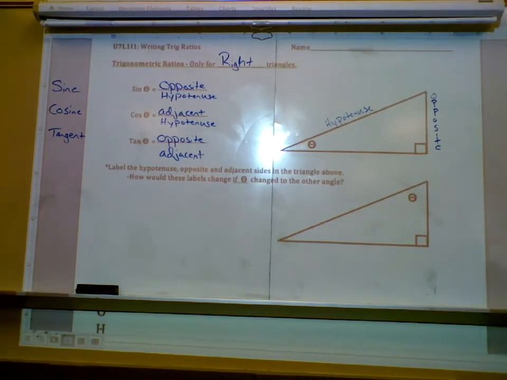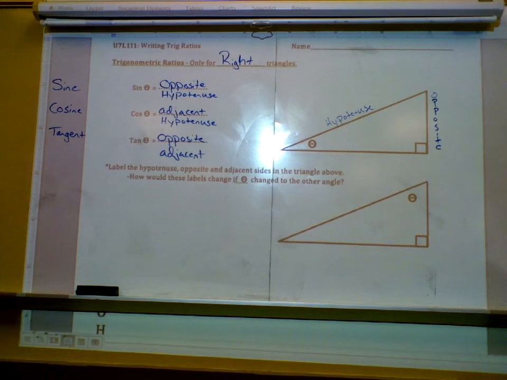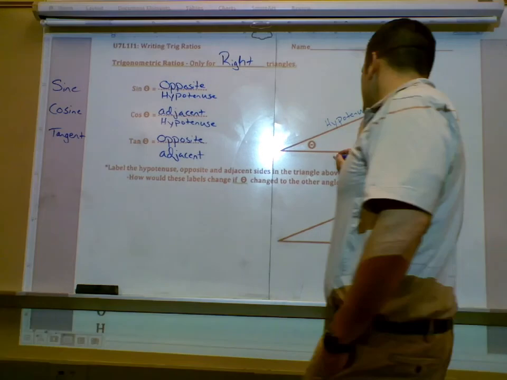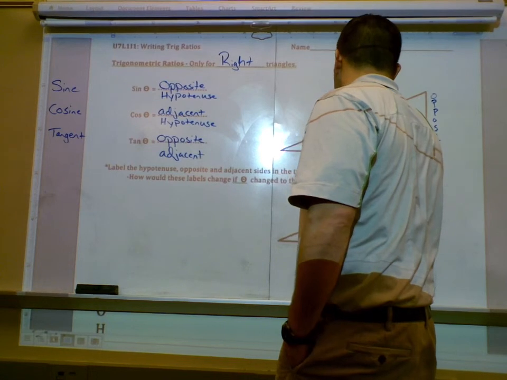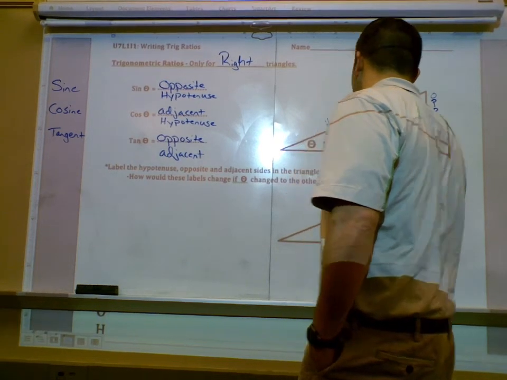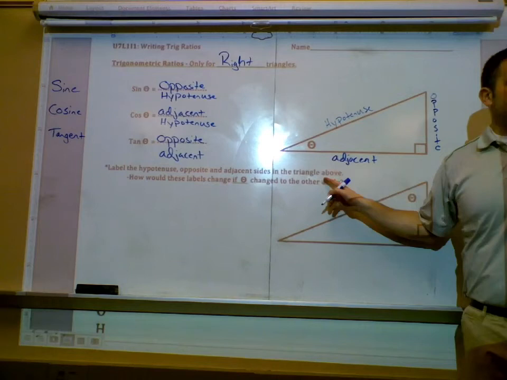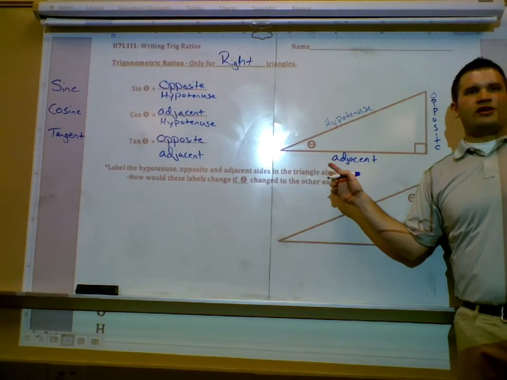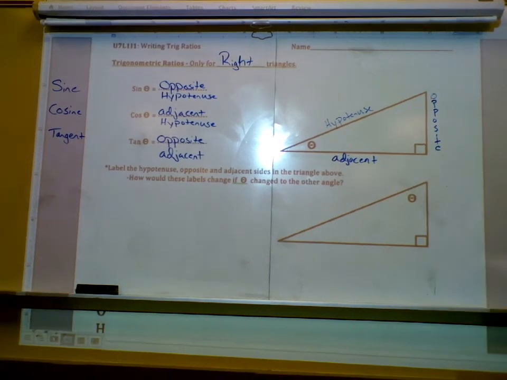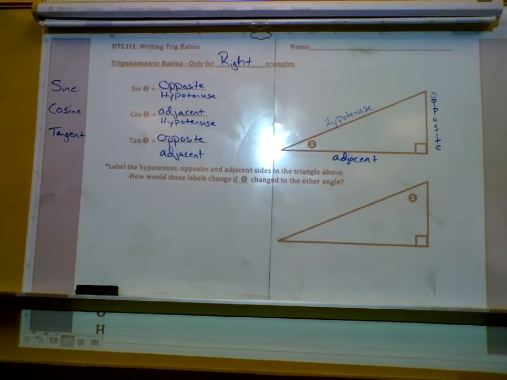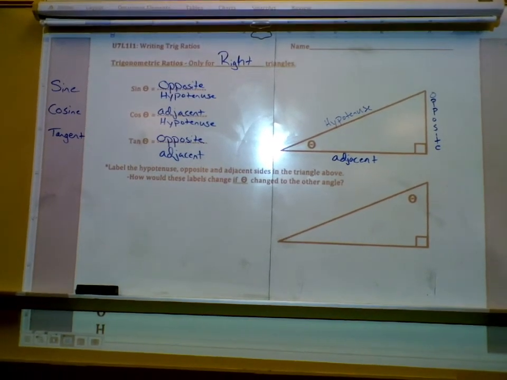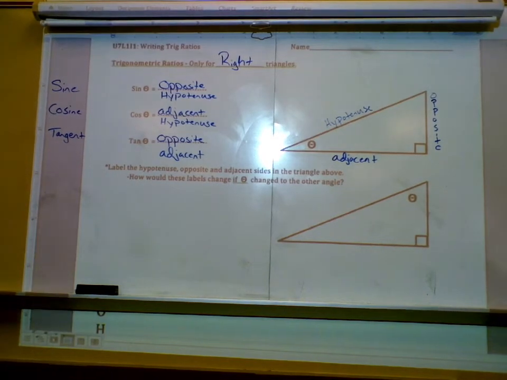And I have three choices, so that means the last side is what? Adjacent. This side is adjacent. The reason why this side is adjacent is because it is next to the angle, which is what adjacent means. It is next to the angle, and it's not the hypotenuse. Adjacent, spelled A-D-J-A-C-E-N-T. Alright. Any questions?